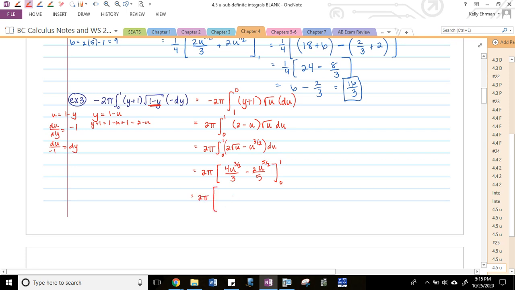When you plug in 1, you get 4/3 minus 2/5, minus, when you plug in 0, you get 0 minus 0. It's always good to double check that just in case. 2 pi times 20/15 minus 6/15. 2 pi times 14/15. 28 pi over 15.